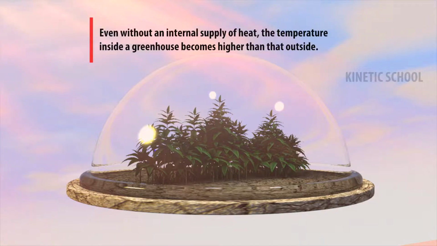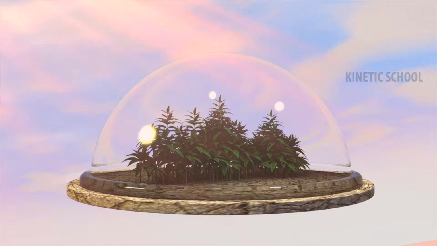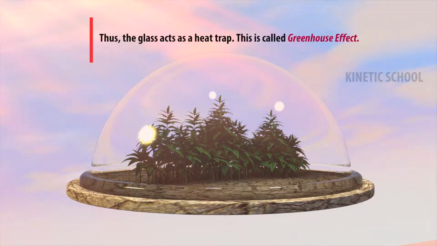Even without an internal supply of heat, the temperature inside a greenhouse becomes higher than that outside. Thus, the glass acts as a heat trap. This is called the greenhouse effect.